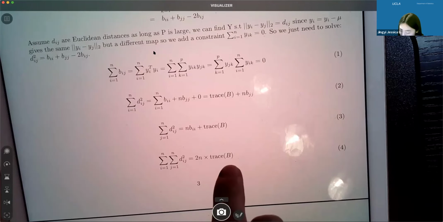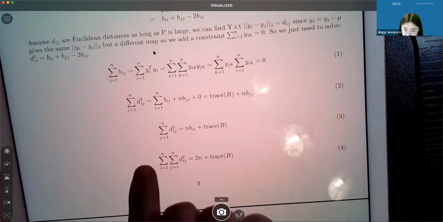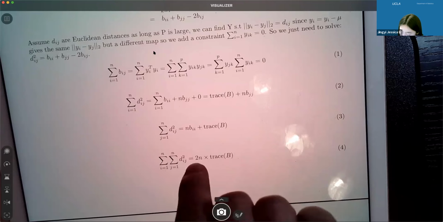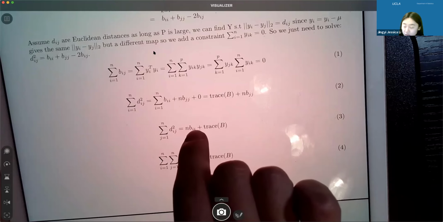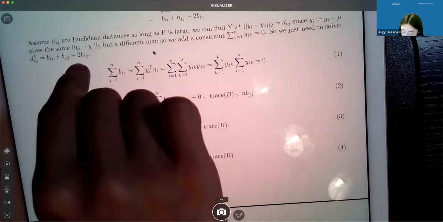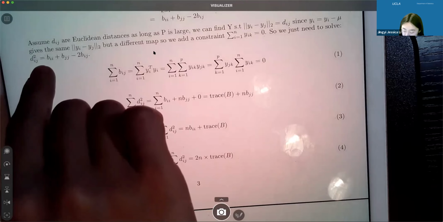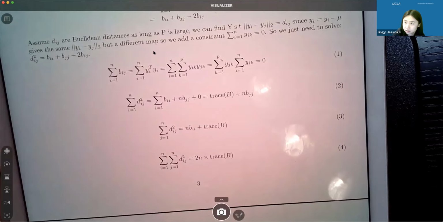So you can see that you can solve for the trace by dividing 2n to the left-hand side. And then you can put this trace back to this formula, and then you can solve for the Bii, right? So once you solve for the Bii, finally, you can go back to this formula. So you know Bii, you know Bjj based on the D, and then you can solve for Bij. So that's how it works.